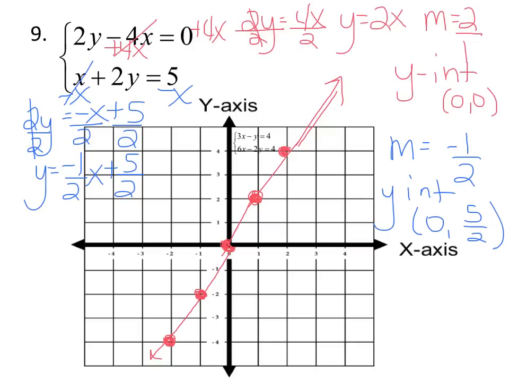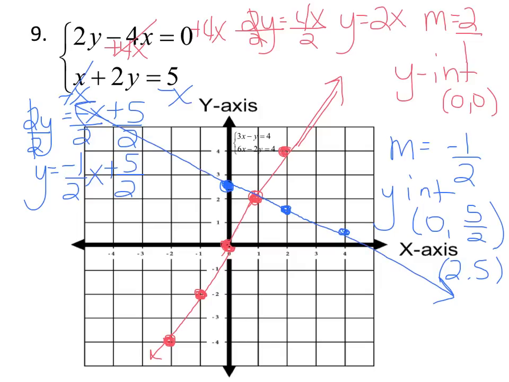Okay, so just for a little side note, 5/2 is 2.5. So I'm going to go up to 0, 2.5, which is right here, and I'm going to go down 1 and then over 2. So that's going to be right here. And then down 1 over 2. Okay. And then when I draw my line, it looks like that.